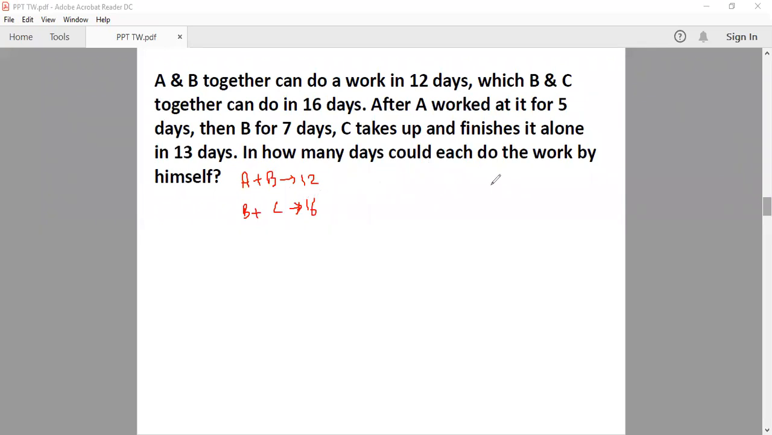So here, what is the LCM of 12 and 16? I am assuming the work as 48 units. Before proceeding further, I am just assuming a few things. A plus B complete the work in 12 days, so they will do 4 units per day. And since B plus C can do the work in 16 days, they will do 3 units per day.